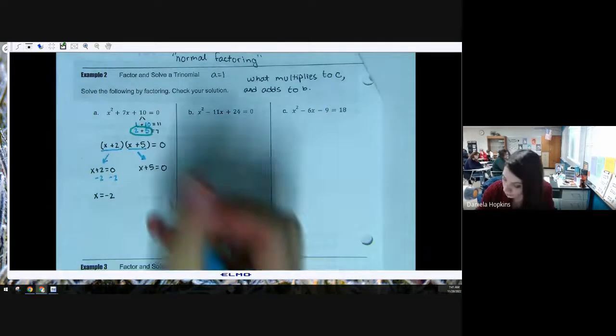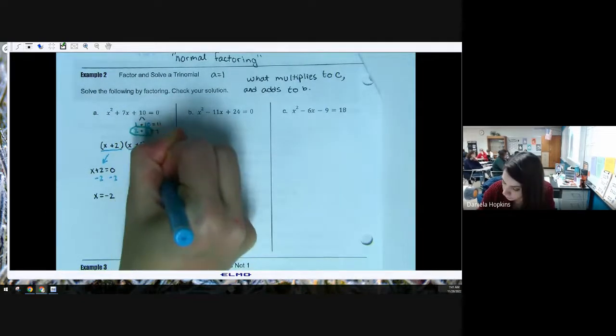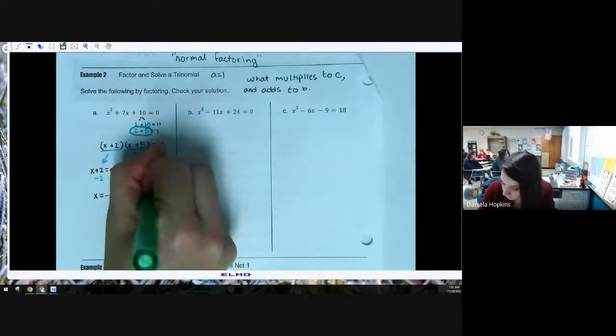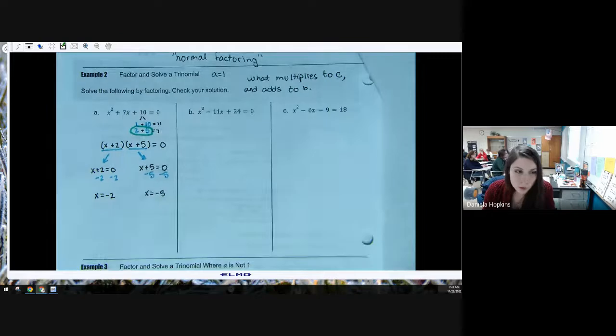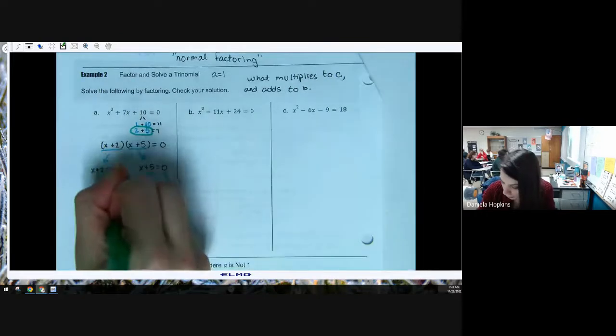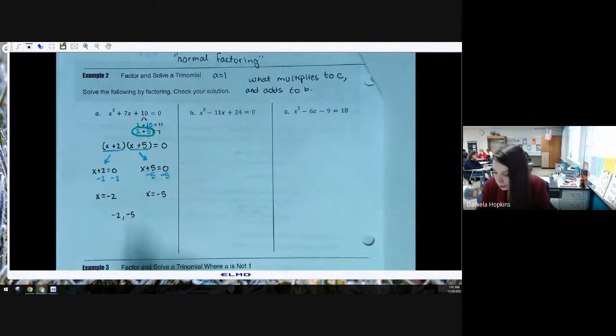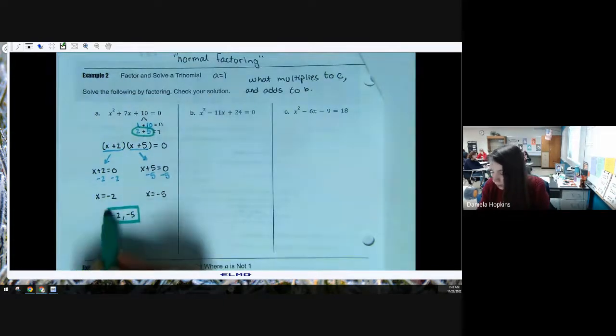And if it's x plus 5 equals 0, you subtract 5 from both sides, and you get x equals negative 5. So on Go Formative, you could just then put in negative 2 comma negative 5. You could check this algebraically. You could check this graphically.